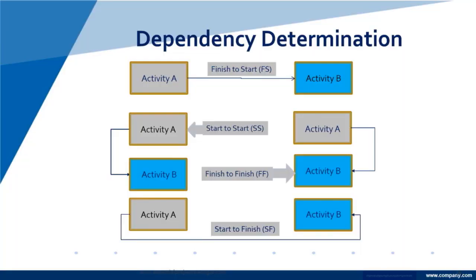Now, we have the dependency determination. What we're looking at here is activities don't happen in a vacuum. Activities happen because we're trying to get something done, so we have to figure out what the dependencies may be. And we can define them differently. It's easy to say finish A before B starts. And that is our first type of dependency. We finish A, then B starts. It's the default. It's how we think of life. You know, we finish one thing before we start another. But in real life, that's not the case.